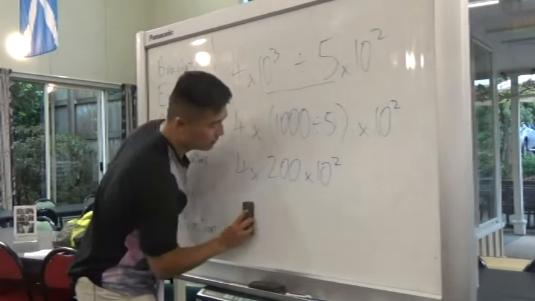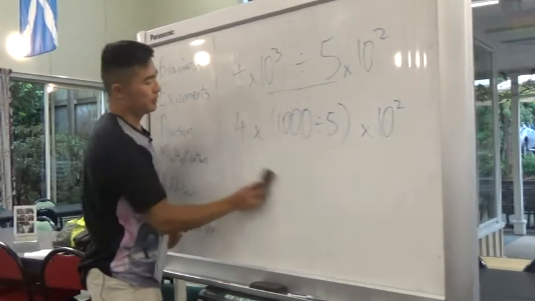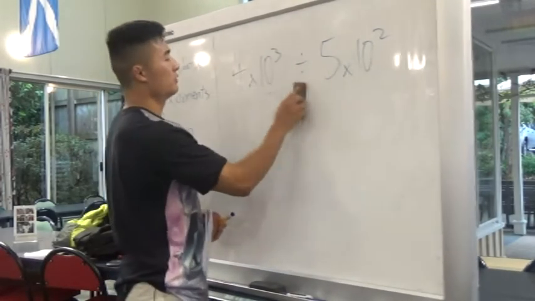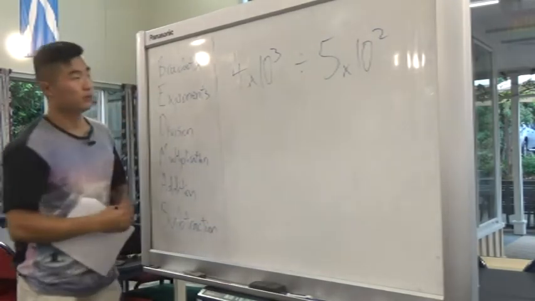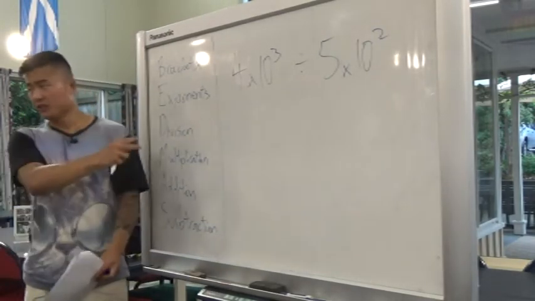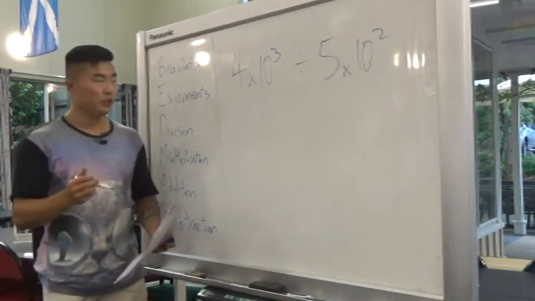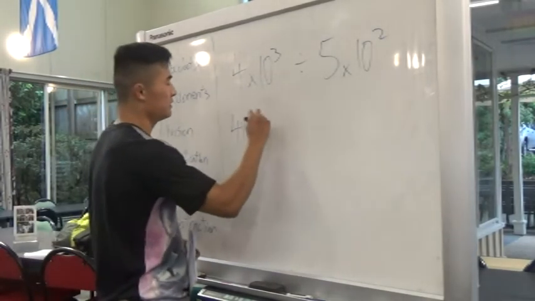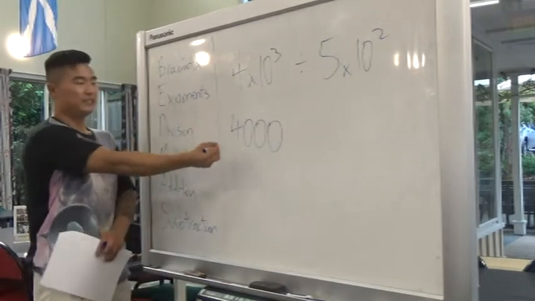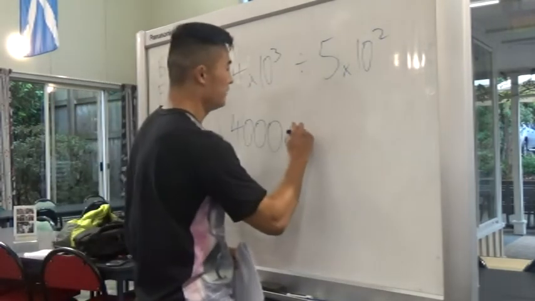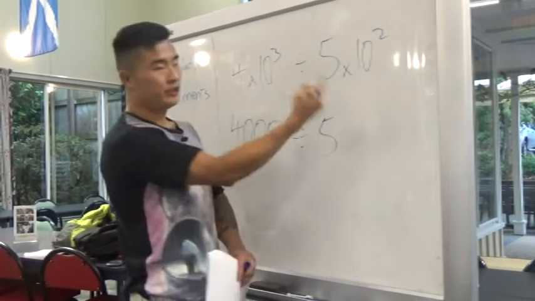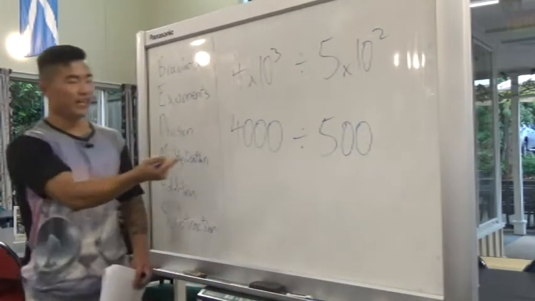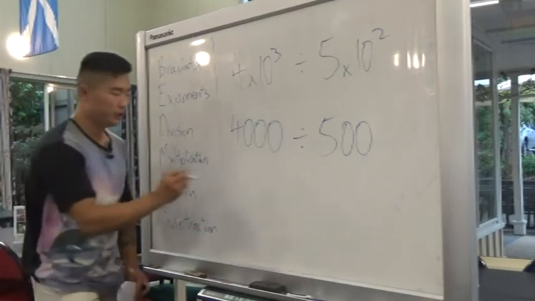What I just wrote down is what the calculator did. So that one was wrong. What you wanted to do was 4 times 10 to the 3, that's just 4,000, divided by 5 times 10 to the 2, which is also written as 500. So 4,000 divided by 500 should be 8.